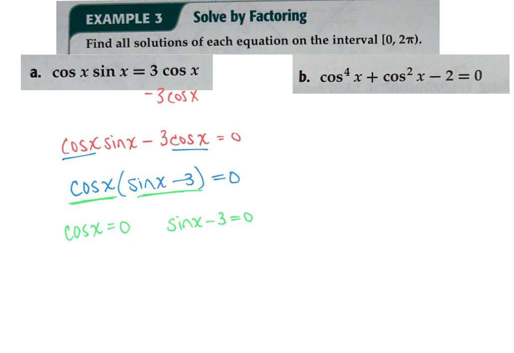So I'm looking for where my cosine is 0. From 0 to 2 pi, there are two places where your cosine is 0. If you look at your unit circle, that's at the top, right? Pi over 2, your cosine is 0 there. And at the very bottom, 3 pi over 2. The other thing I'm going to look for is where my sine is equal to 3. What is my range for my sine? 1 to negative 1, right? So there's never a place where your sine is going to be 3. This does not exist. These are your only options.